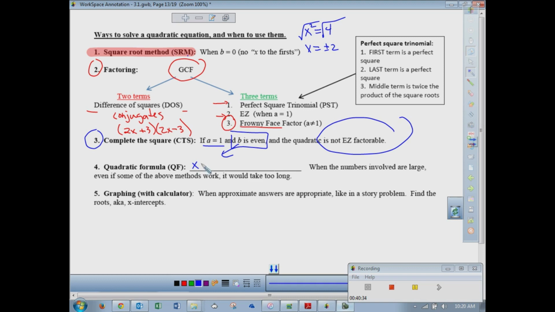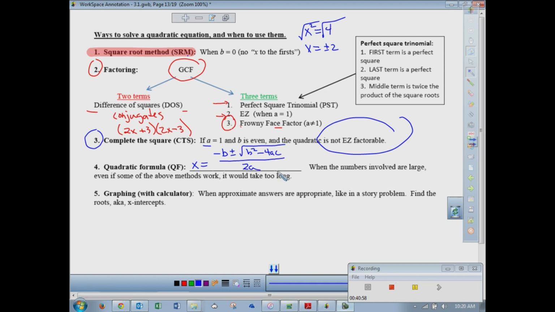The quadratic formula is x equals, what is it? Let me erase this little nugget out of my way. The opposite of b plus or minus the square root of b squared minus 4ac, and all of that is over 2 times a.